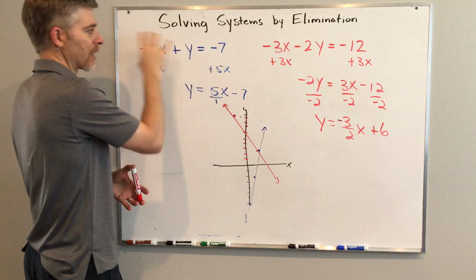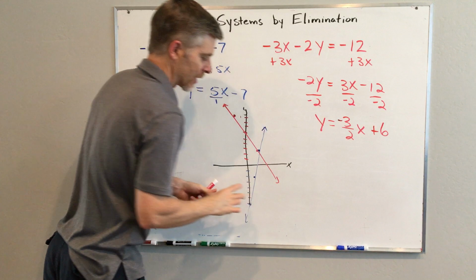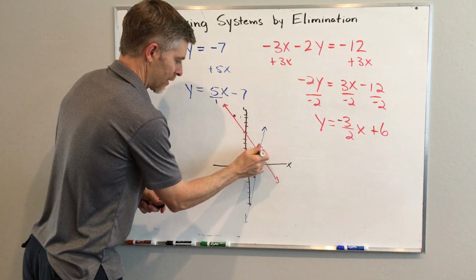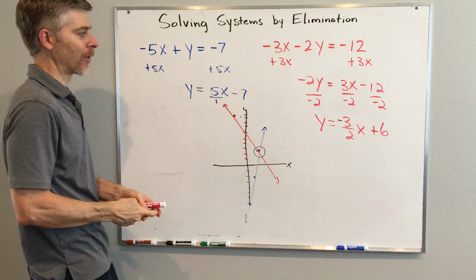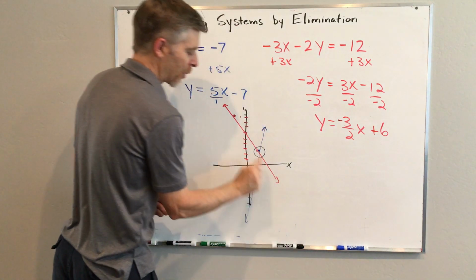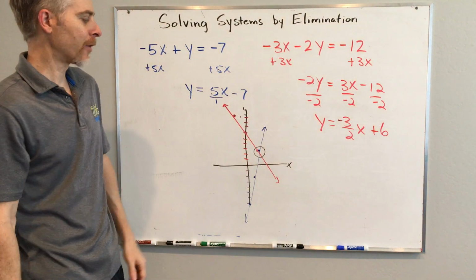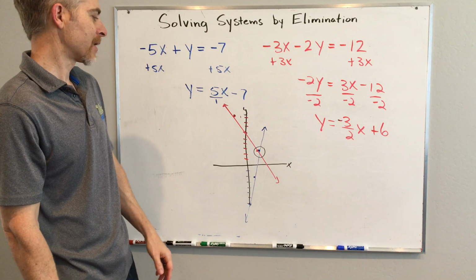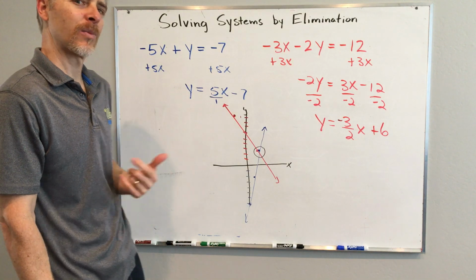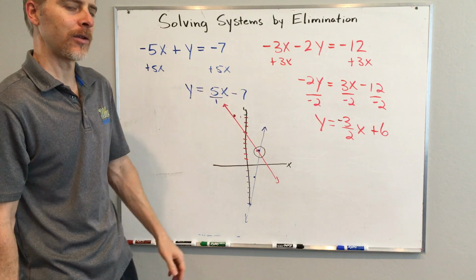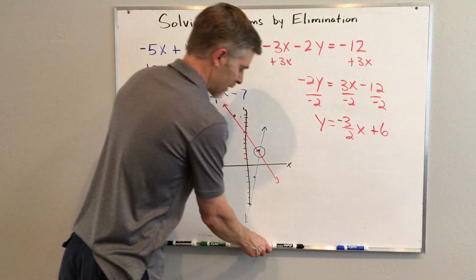The blue line represents all the solutions to this equation, but look where they intercept, right here. That is the solution to the system of equations. It's the one point that will solve both equations. So we just solved this by graphing, and in the last lesson we solved by substitution. So I'm going to go back and redo this problem with substitution, and then I'll do elimination. So you can see all three methods at once.